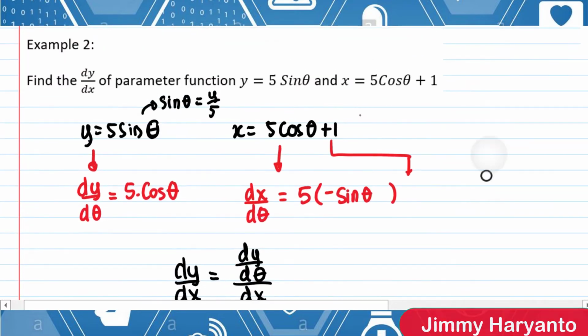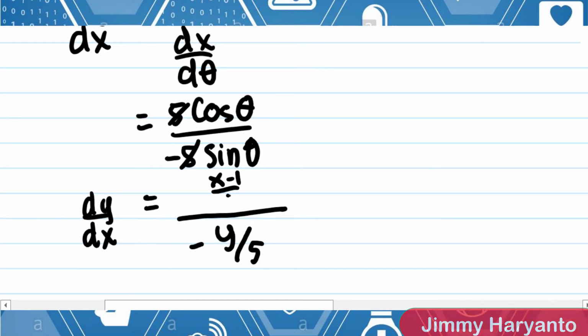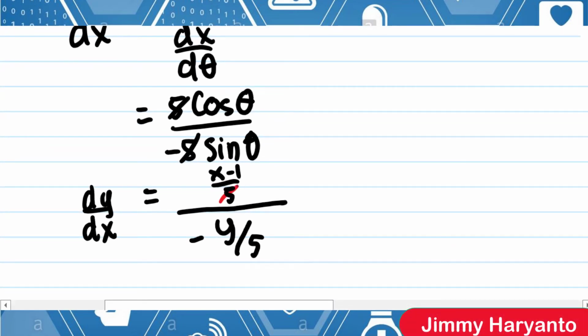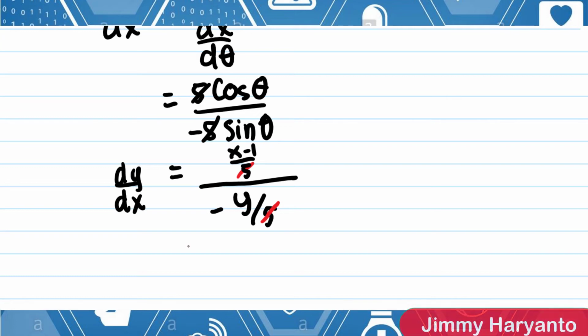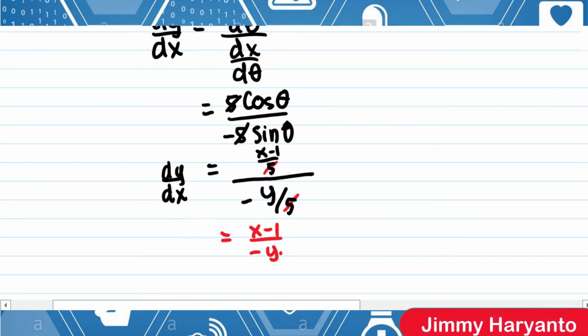and then the cos theta. Let's try to find cos theta. X minus 1 equals to 5 cos theta. That means cos theta equals to x minus 1 over 5. Yeah, so we can change the cos theta into x minus 1 over 5, and then you can cross out the 5. So the final answer will be x minus 1 over negative y. You can express it like that too.